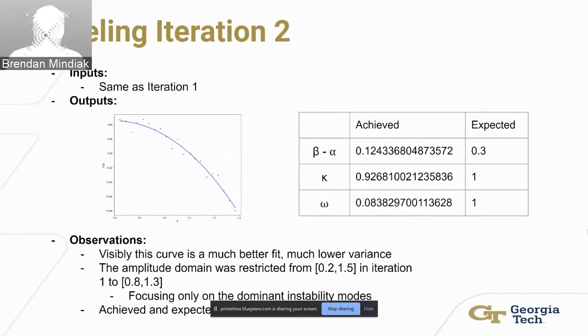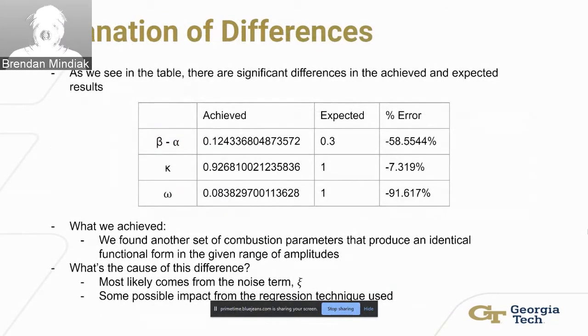Our plot obviously looks a lot better, but we see that our coefficients, or our combustion parameters, still don't match our expected results. This was a bit of a surprise when we first saw this. We believe that what we found, which I explain here, as we see, there's still a pretty significant percent error between the achieved and expected combustion parameters.